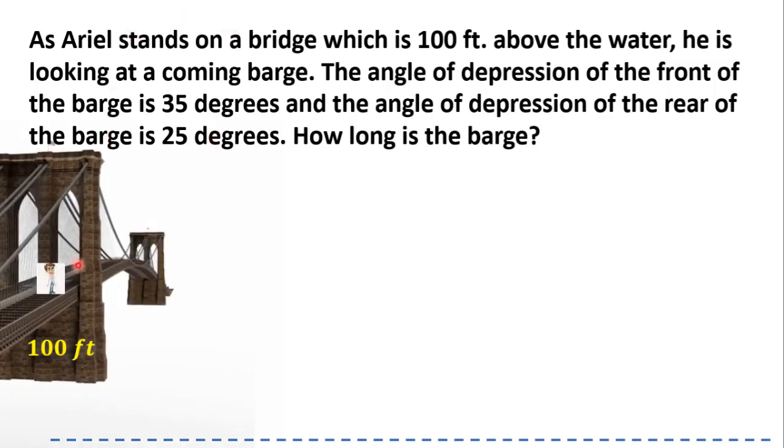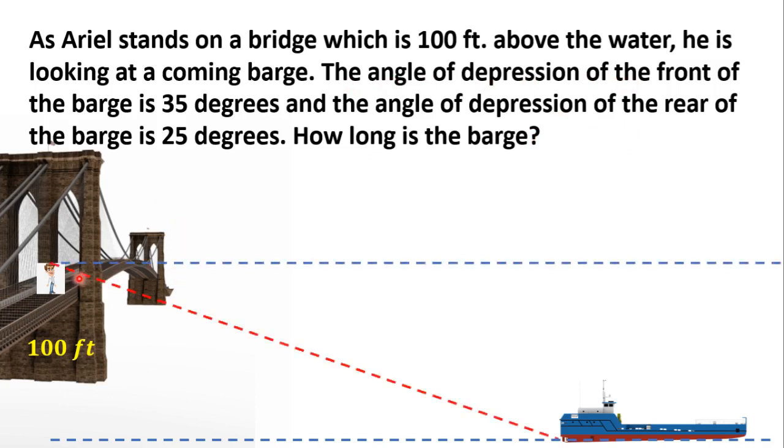Okay, so Ariel stands on the bridge which is 100 feet above the water. He is looking at the coming barge. This is the barge. And the angle of depression of the front of the barge is 35 degrees, and the angle of depression of the rear of the barge is 25 degrees. So this is the rear.